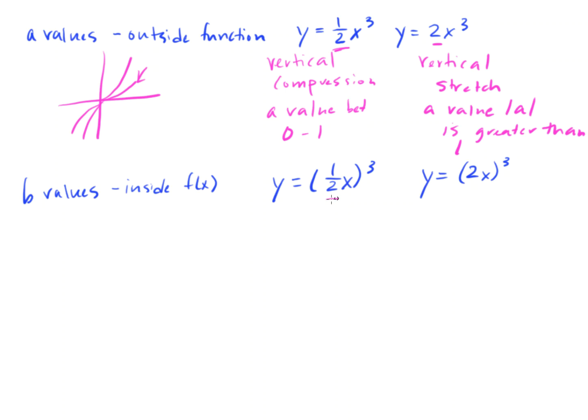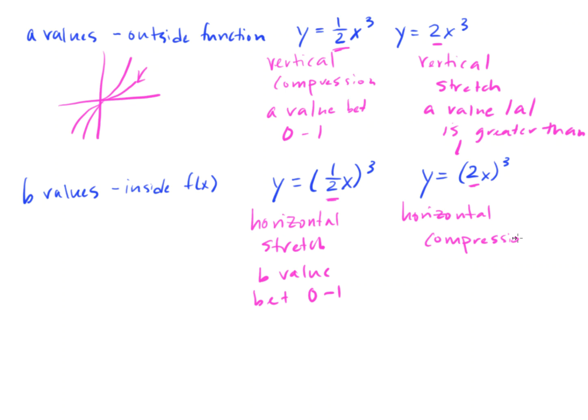For b values, we have a 1/2 here. That is called a horizontal stretch. So that would be a b value between 0 and 1. Now this 2 here is a horizontal compression, and that's the absolute value of b being greater than 1. If you want to just memorize it, then you could memorize it that way.